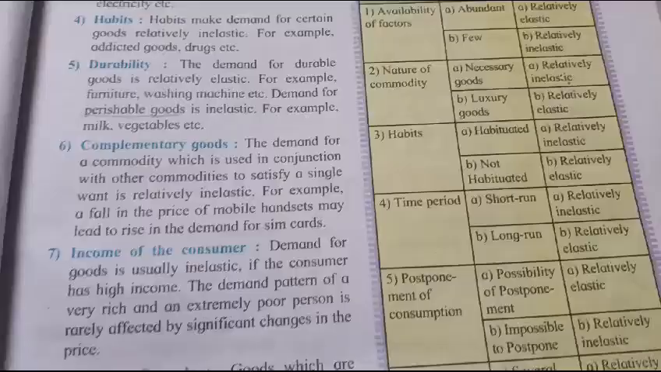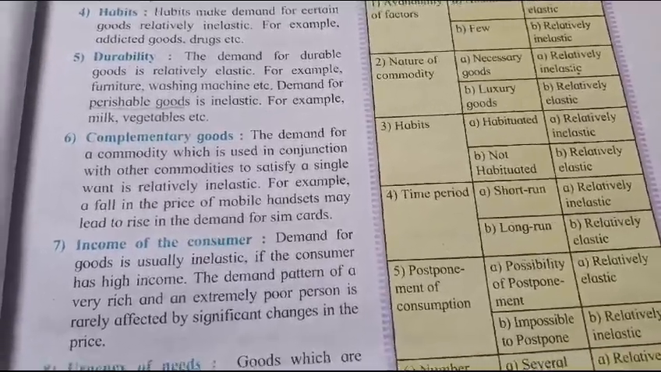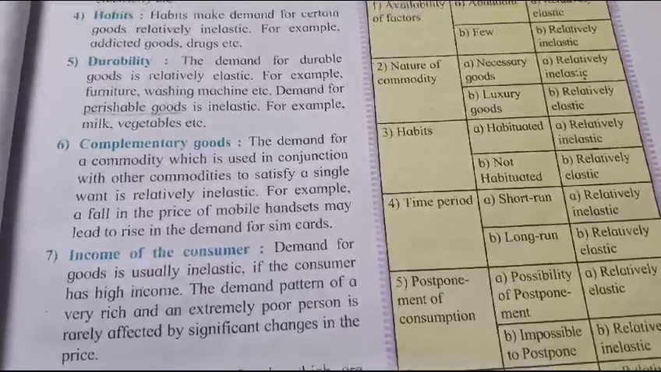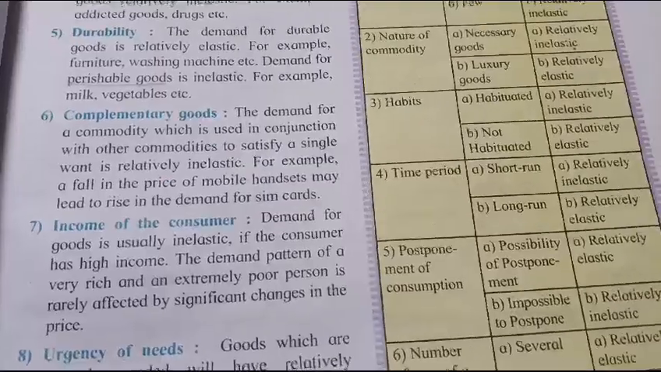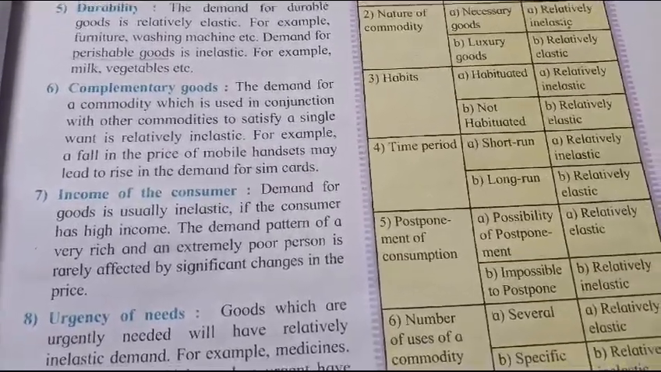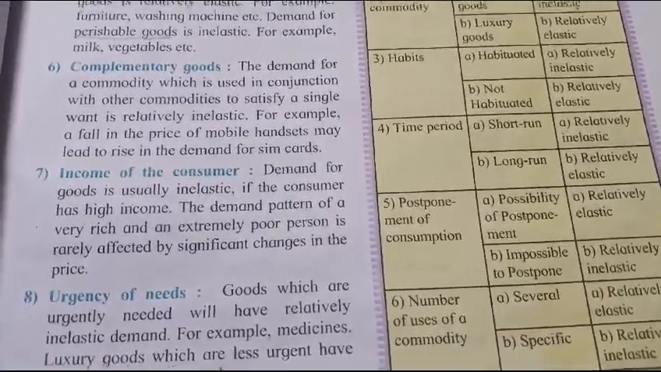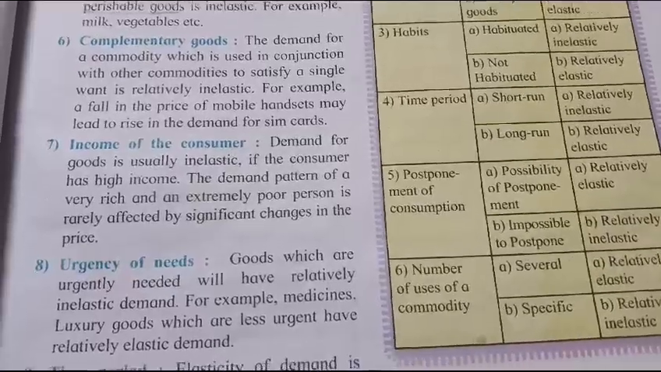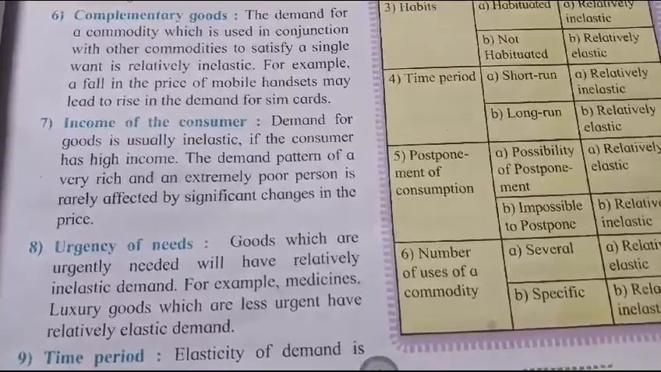Fourth, habits. Habits make demand for certain goods relatively inelastic. For example, addicted goods, drugs, etc. Fifth, durability. The demand for durable goods is relatively elastic. For example, furniture, washing machine, etc. Demand for perishable goods is inelastic. For example, milk, vegetables, etc.